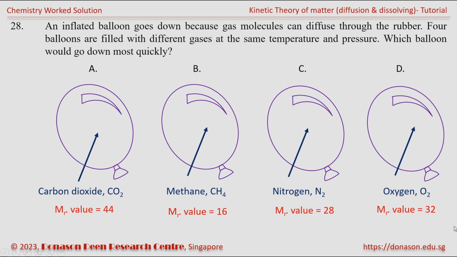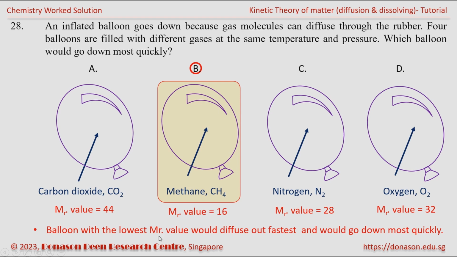Now if we compare all these 4, as we can see here, methane has the lowest relative molecular mass, and of course that's going to be the least dense of all the 4 gases. And of course, when it is the least dense, the gas will diffuse out the fastest. And as soon as the balloon becomes empty, because the gas has escaped from the balloon, the balloon filled with methane would go down most quickly.